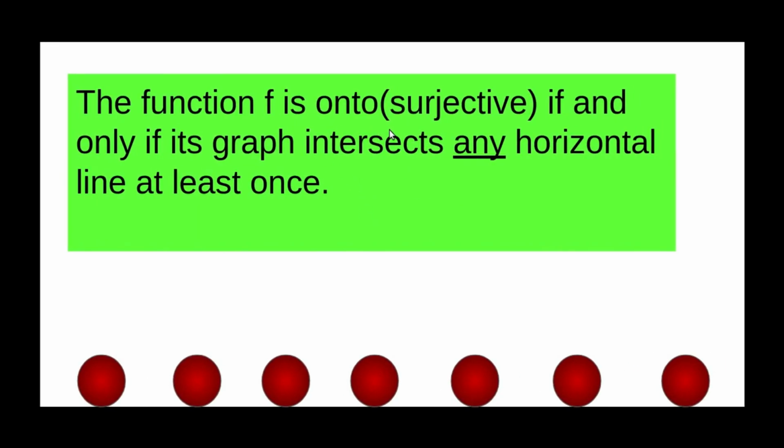The function f is onto or surjective if and only if its graph intersects any horizontal line at least once. Okay, if horizontal line intersects the graph at least once.